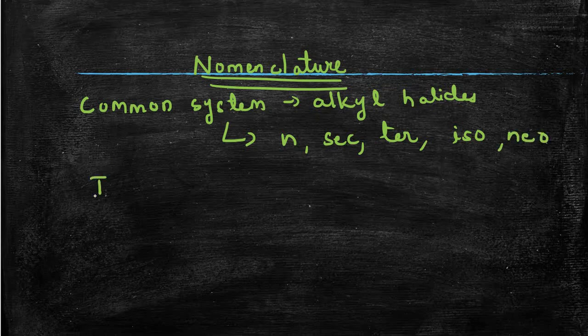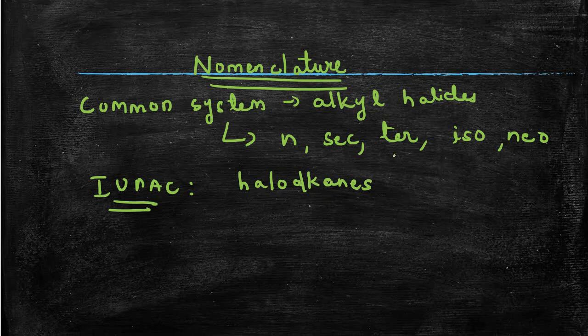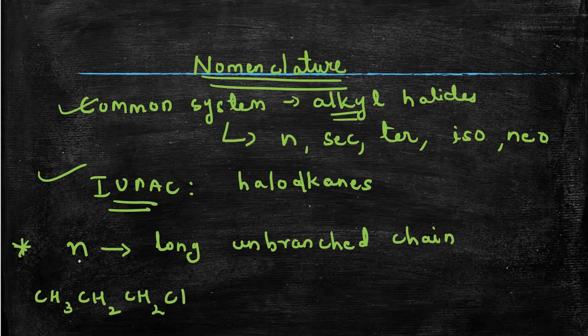Whereas in the case of IUPAC naming, we are generally considering the alkanes and they are named as haloalkanes. So in the IUPAC system, they are considered as derivatives of the corresponding alkanes and are named as haloalkanes. So let us see how we can name the alkyl halides in the common system and also in the IUPAC system. We write the name n when it has a long unbranched chain.